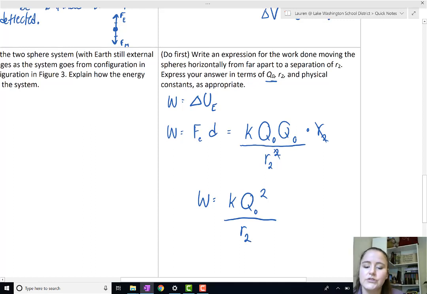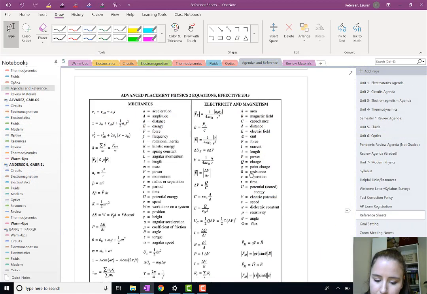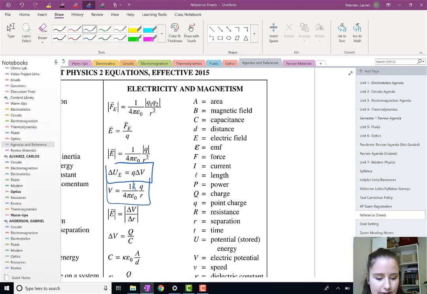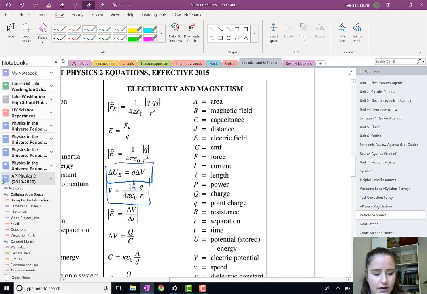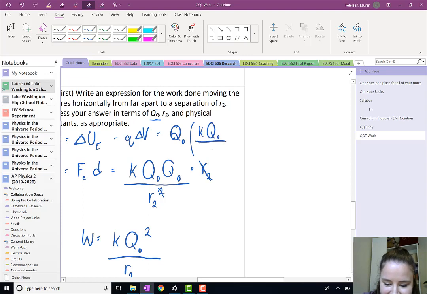And you might notice that that equation is super similar to the equation for electrical potential energy. The electrical potential energy at some distance far out would be basically zero. So for the work done, it would be the final position where electrical potential is, let me just show you the equation sheet. There we go. The electrical potential energy is Q times delta V, and delta V is KQ over R. So it still comes out to K times the charge squared divided by the distance. Okay, that would be Q times that voltage. So Q naught times K Q naught over R2, and it works out to the same equation.